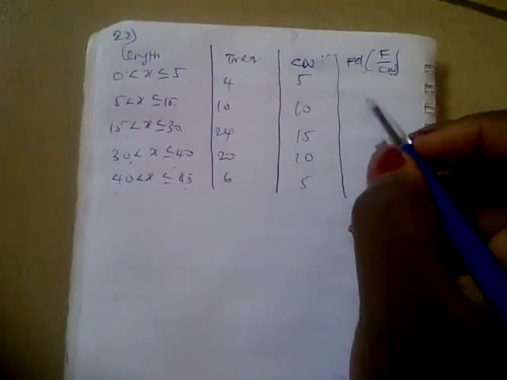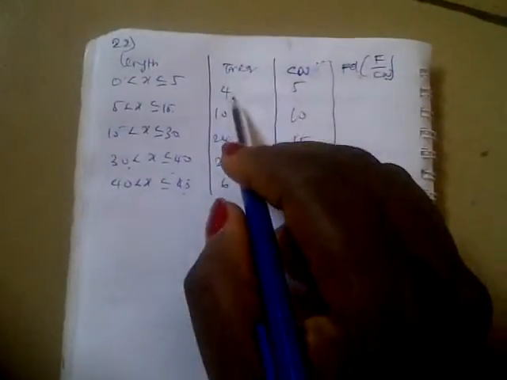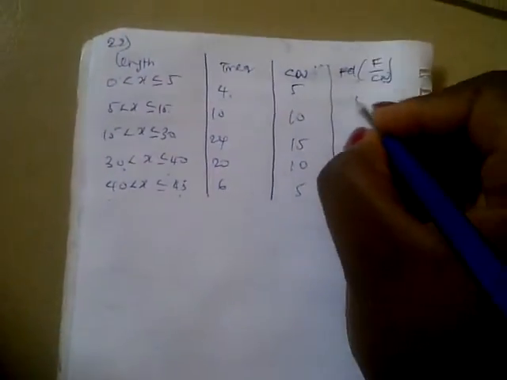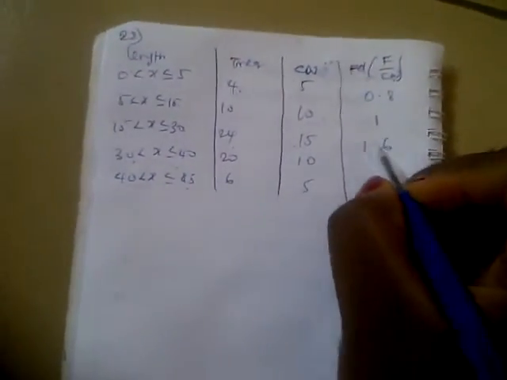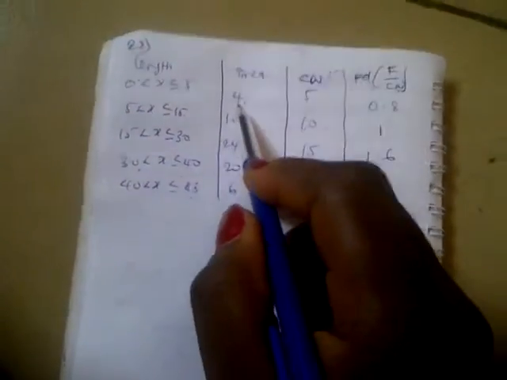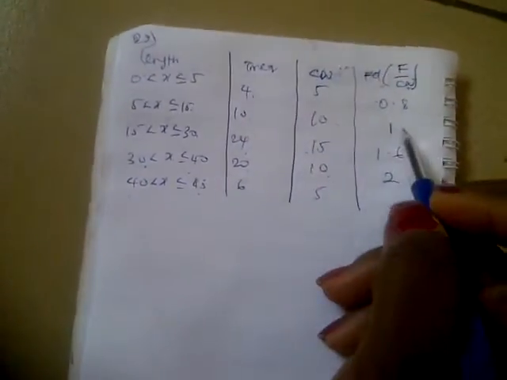Now to get the frequency density, we have F divided by CW. 4 divided by 5 is 0.8, 10 divided by 10 is 1, 24 divided by 15 is 1.6, 20 divided by 10 is 2, and 6 divided by 5 is 1.2. Okay, now we've gotten that, so we use it and plot our graph.